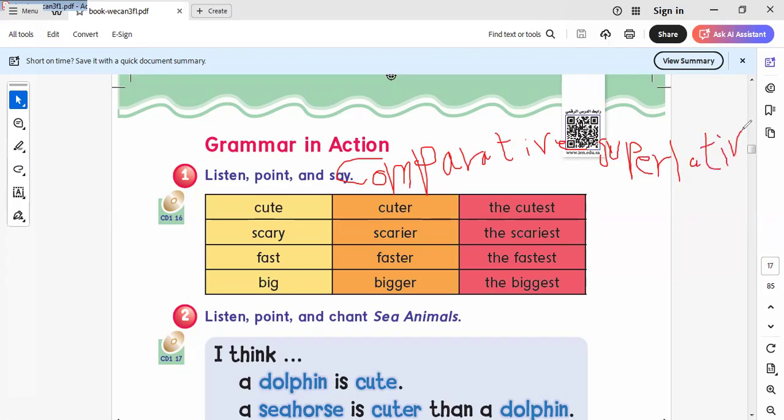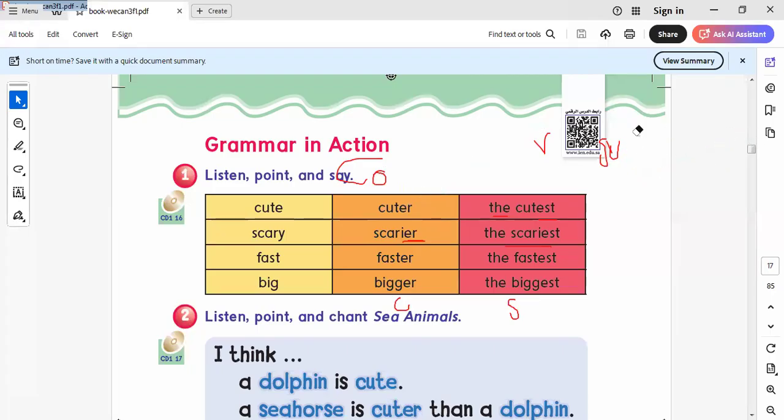When we talk about the comparative, it means I compare two things with each other by adding er and putting than after the adjective. When we talk about the superlative, I put the, then I add est. Cuter than, the cutest. Scarier than, the scariest. Faster than, the fastest. Bigger than, the biggest. So this is called superlative and this is called comparative. I think now we know how to make the comparative form.